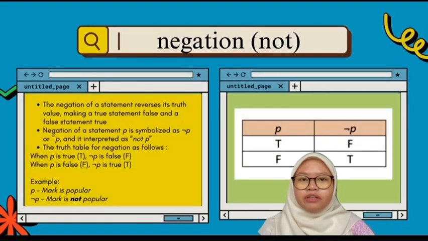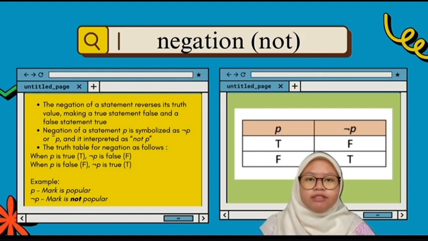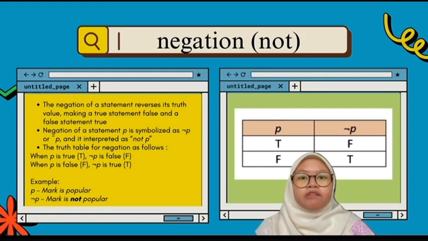Now, let's explore negation, a fundamental concept in logic. The negation of a statement is the reversal of its truth value. If a statement is true, its negation is false, and vice versa. For example, if the statement Mark is popular is true, then its negation, Mark is not popular, would be false. We symbolize negation using this symbol, and we interpret it as not. For instance, negate P means not P.